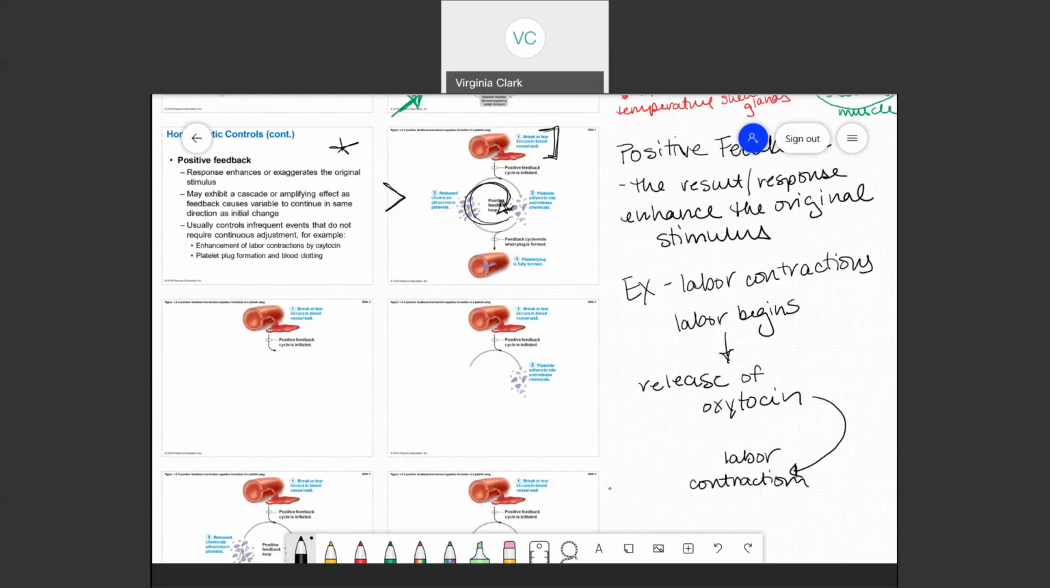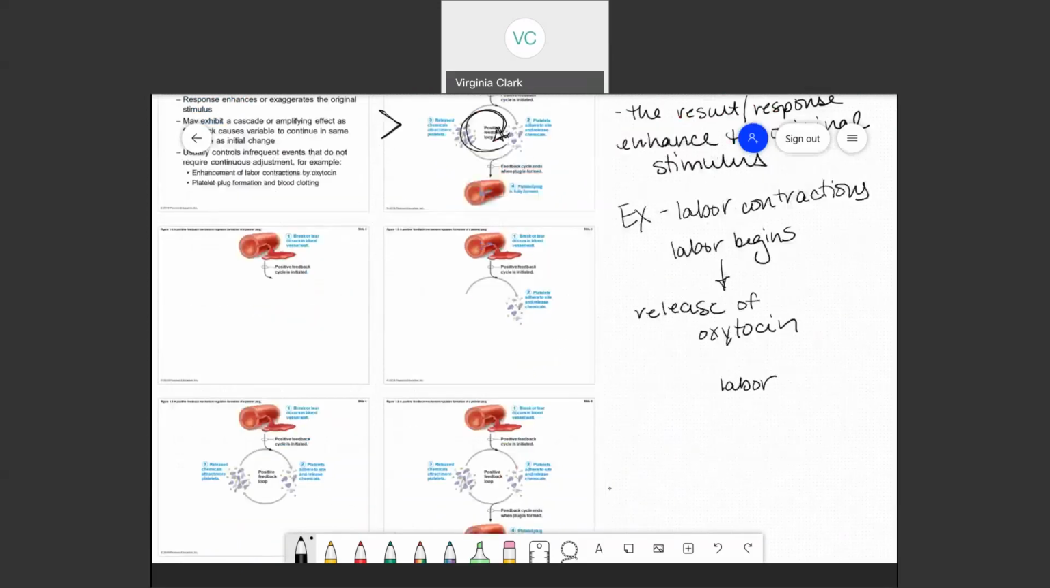Labor contractions cause the release of oxytocin. These continue. More hormone being released, more contraction, more contraction, more hormone. We are enhancing the original stimulus. You'll notice there is no out, there is no done. With this particular process, with positive feedback, there has to be something else.